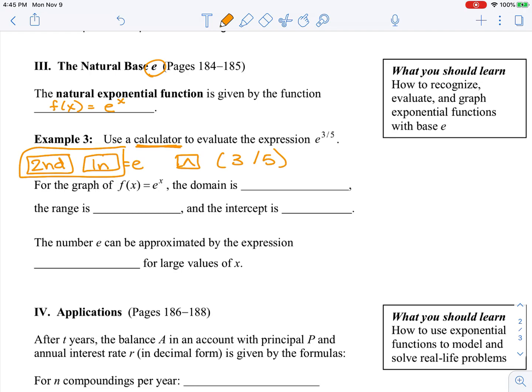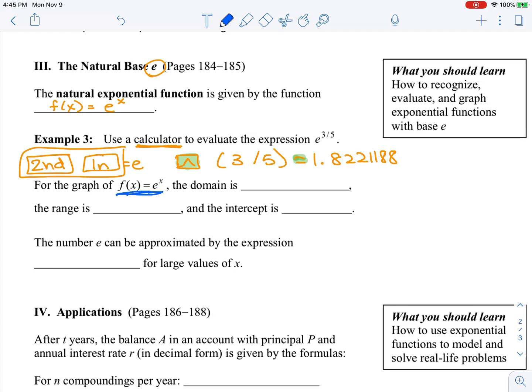you should get, let me pull that up. So you go second ln, third from the bottom on the left, which is e, and you should see e to the, actually you don't have to hit your caret key. It should already show up for you on your calculator after you hit second ln, and then we're going to go parentheses 3 divided by 5. And we get equals 1.82211188.